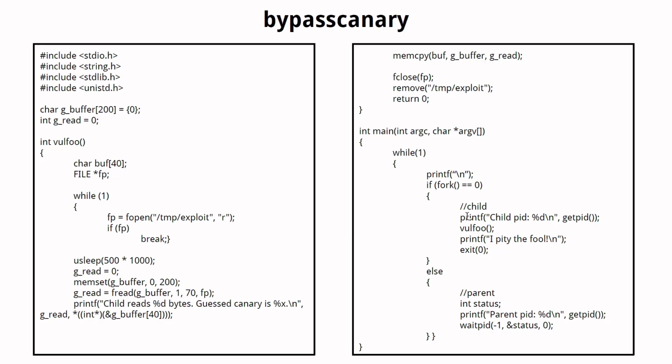If your guess is not correct, this child process will print out stack smashing detected, and it will exit. Then the parent process will also create a new child process, right? So that's basically the program. Any questions here for this program? This is probably the most complicated program we have looked at so far in this class. Any questions? Okay, we're good.